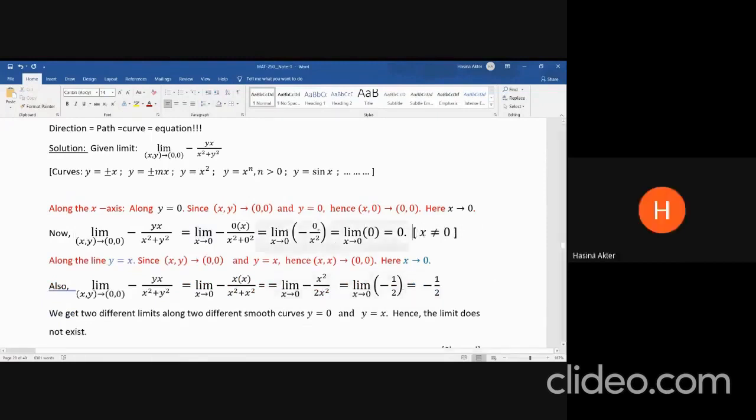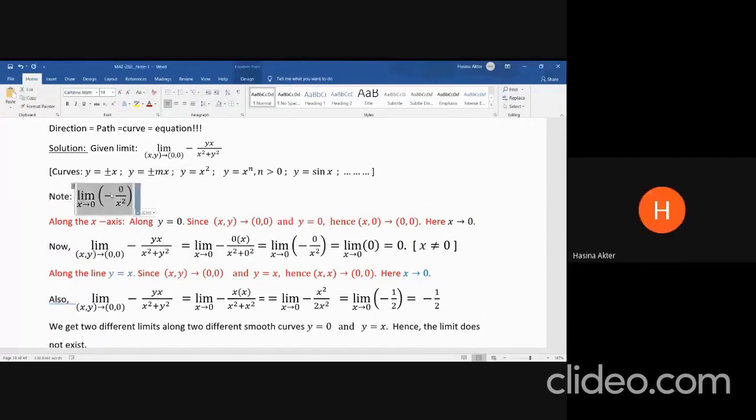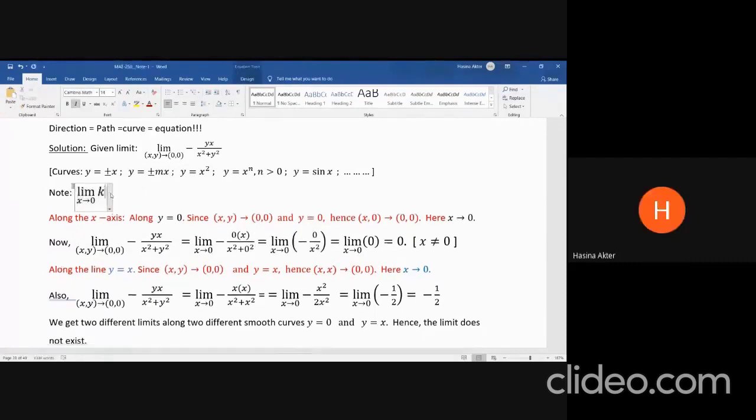I mean, why do you have to plug in? Don't you remember that the limit of a constant is the constant itself? Don't you remember the property of limits? This is just k because the function is independent of the limit. Limit of a constant is the constant itself.